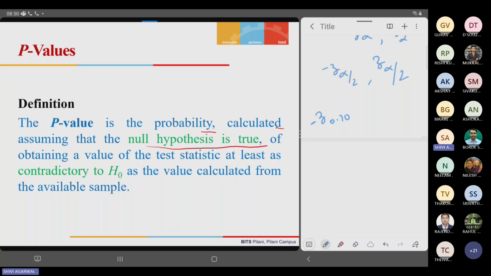Example we will do later on, just wait. So in this one, alpha is what? Our conditional probability. But this p-value is not a conditional probability, so it is not the same value; it is a different probability. It is the probability, assuming that the null hypothesis is true, of obtaining a value of the test statistic at least as contradictory to H naught.